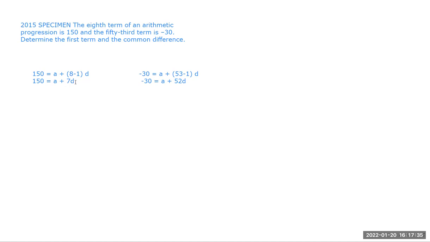I feel like I can equate these somehow. So you have 2 equations and 2 unknowns. What's coming to your mind? If you were to see X and Y, what would you do? I would do a simultaneous. Exactly. So do a simultaneous equation.